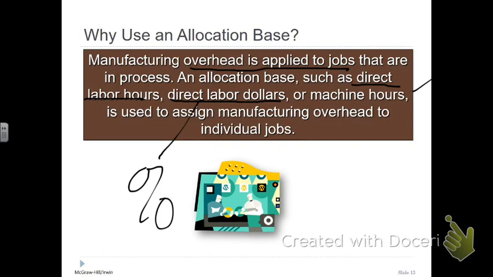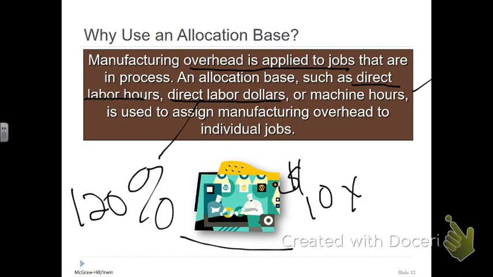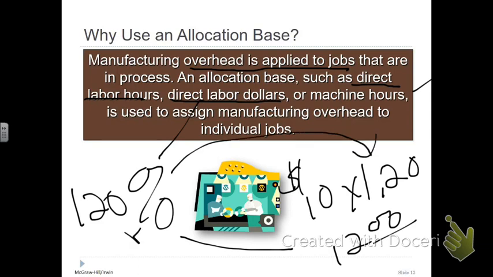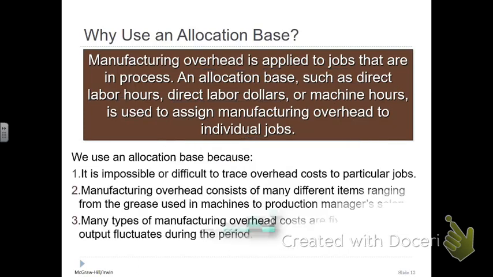Keep in mind, if it's a percentage, it might be 120% of the direct labor dollars. So what you would do is take the direct labor rate, $10 an hour perhaps, multiply it by 1.20, and you get $12 in manufacturing overhead. 120% converts to 1.2 when you convert it to a decimal. So that's how we would do that.